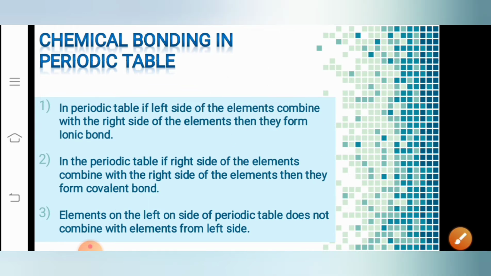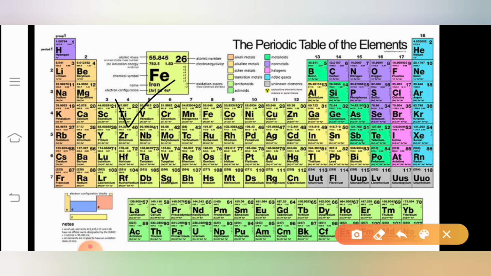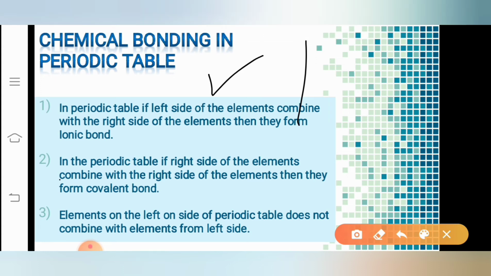So this is how the elements on the left hand side of the periodic table combine with the elements on the right hand side and form the ionic bond. Clear? Now the elements on the right hand side of the periodic table combine with elements on the right hand side and form the covalent bond. I repeat, if the elements on the right hand side of the periodic table combine with the right hand side, what do they form? They form the covalent bond. Right combines with right, it forms the covalent bond.